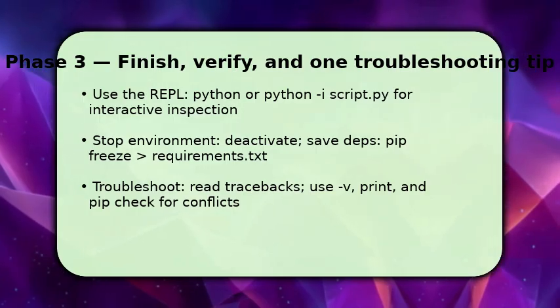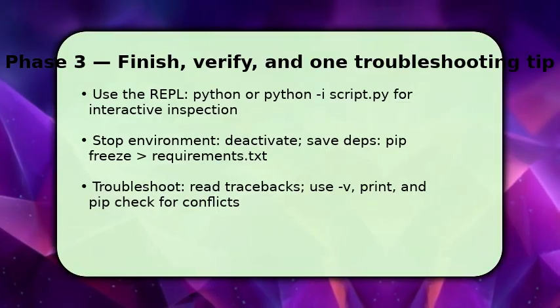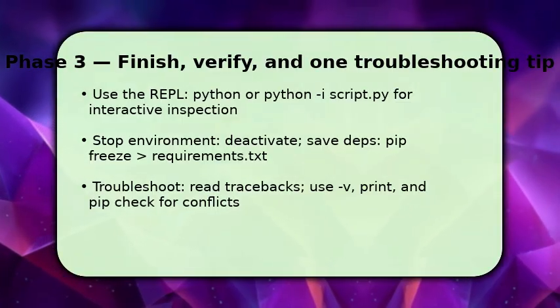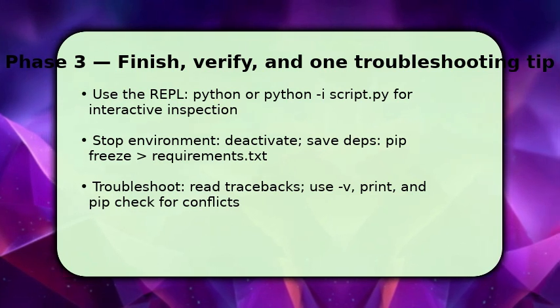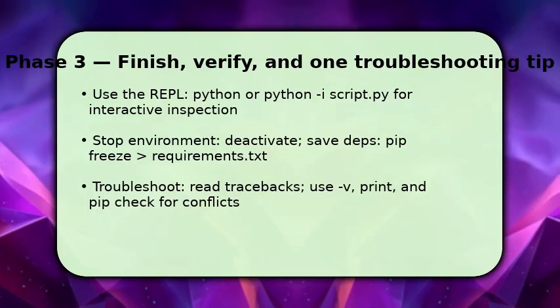If something fails, read the traceback carefully, rerun with increased verbosity, and add strategic prints. Also use pip check to reveal dependency conflicts. This systematic approach reduces guesswork and helps you fix errors quickly.